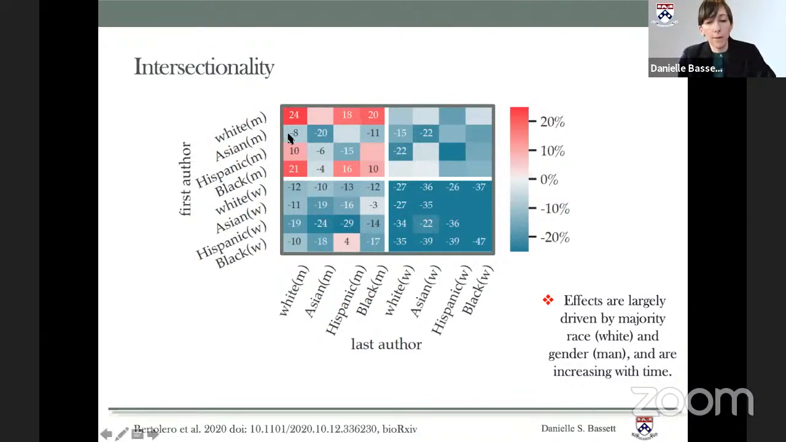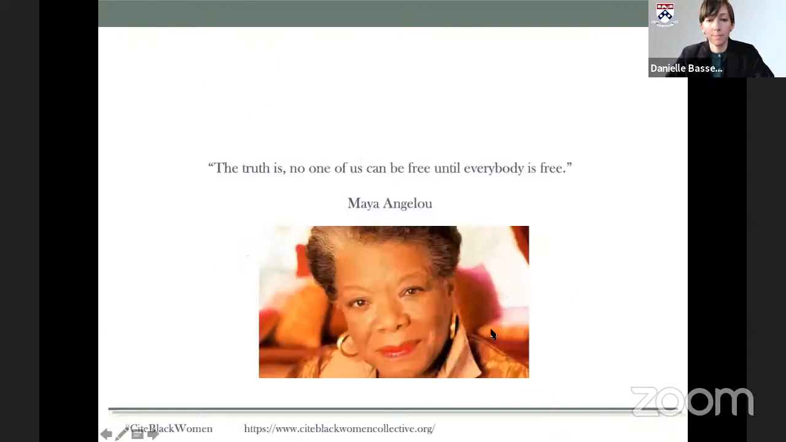So for example, the papers that are most overcited are the papers with a white man first and last author. And the papers that are most undercited are the papers with a Black woman first and last author. And the percentage point difference here, from 24% overcited to 47% undercited, is a difference of 75%. So quite large, quite striking. And as you can imagine, that could have a large impact on people's success in science. And again, remember that these effects are largely driven by the majority race and the majority gender.